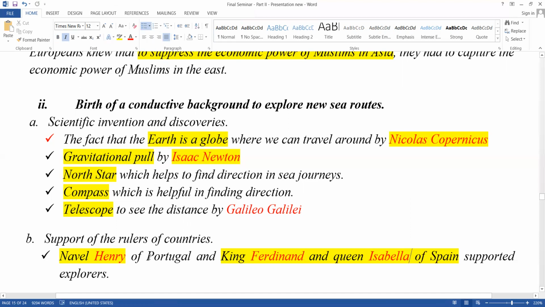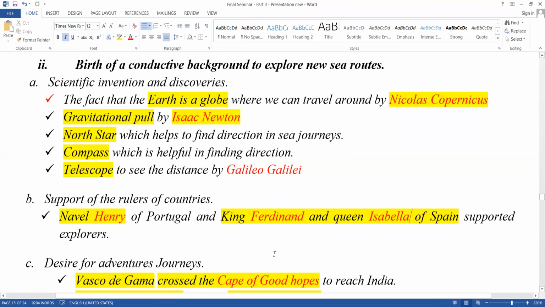Because of the support of Henry, Vasco da Gama came to India. Because of the support of Ferdinand and Isabella, Christopher Columbus went to America by crossing the Atlantic Ocean. And some explorers had a kind of desire for adventurous journeys.